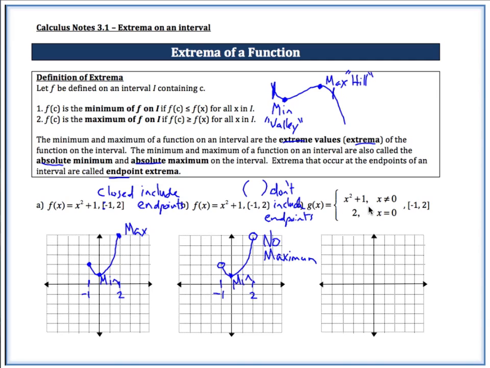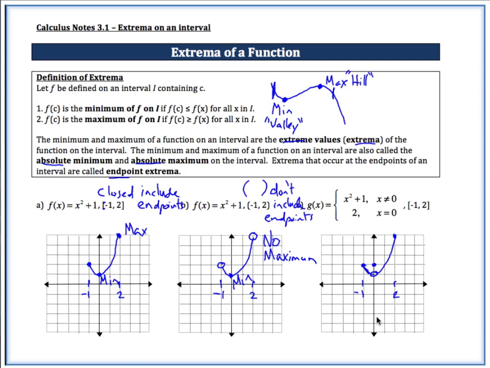Here, the function is x squared plus 1 everywhere x does not equal 0, but when x equals 0, our function equals 2. And we are going to be on our closed interval, so at -1 and 2. So closed interval now, we are going to get our points here. And we know that when x equals 0, y equals 2. So the parabola still looks the same, except now we're going to have a removable discontinuity right there at 0.